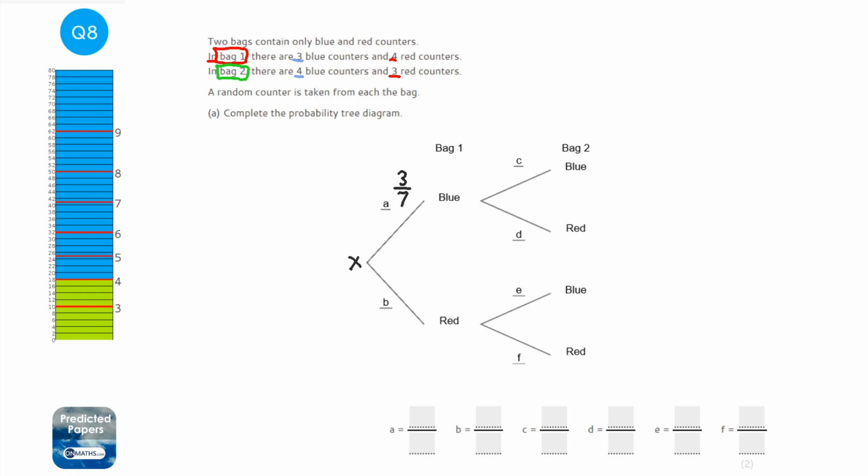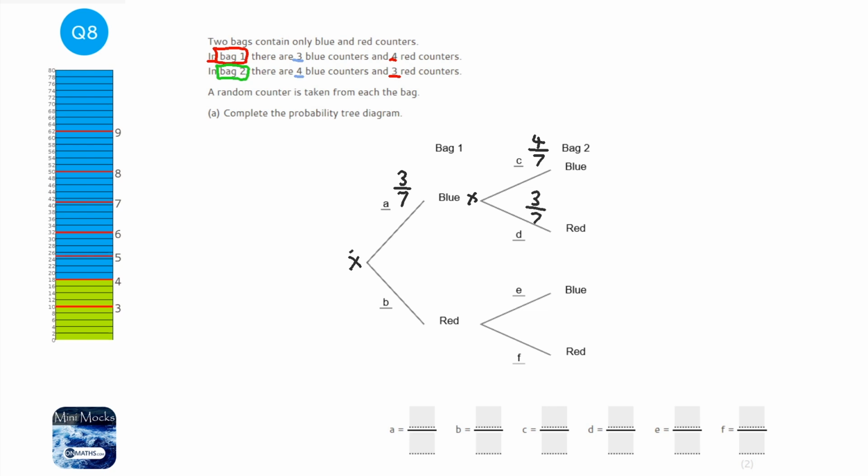So we move on. We've picked a blue from bag 1, so we're currently here, and we look at bag 2. Well, in bag 2 there are 4 blue counters and 7 in total. Let's go back a little bit. Let's go back to if we picked a blue in bag 1. Well, we could have picked a red in bag 2. So there are 3 reds and 7 in total.